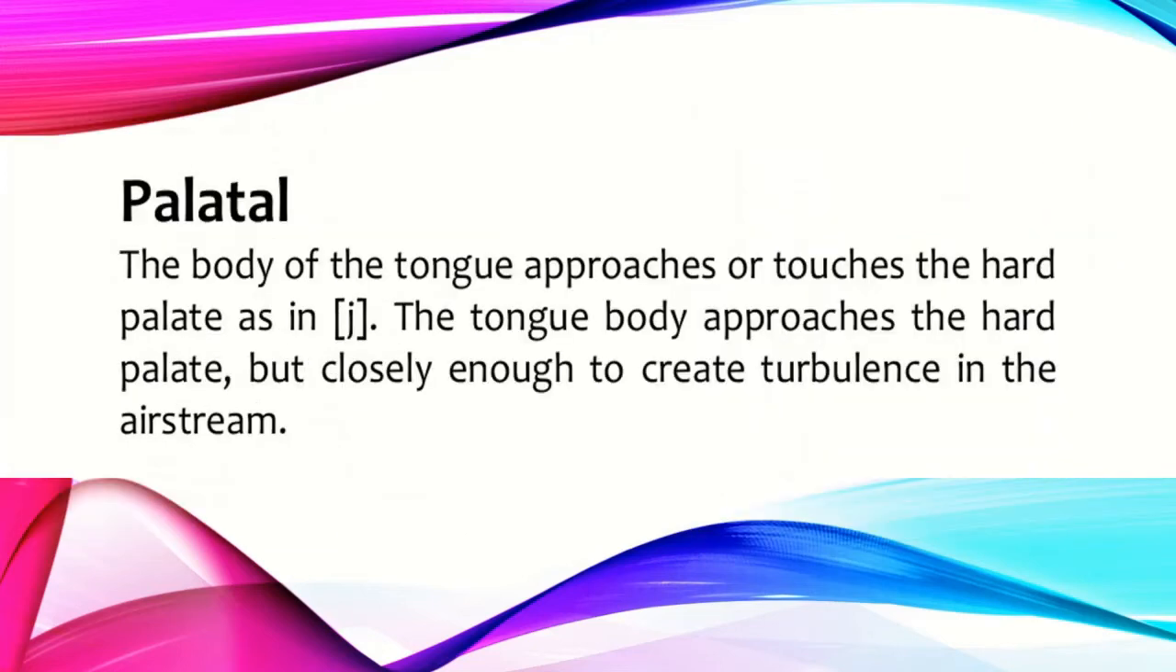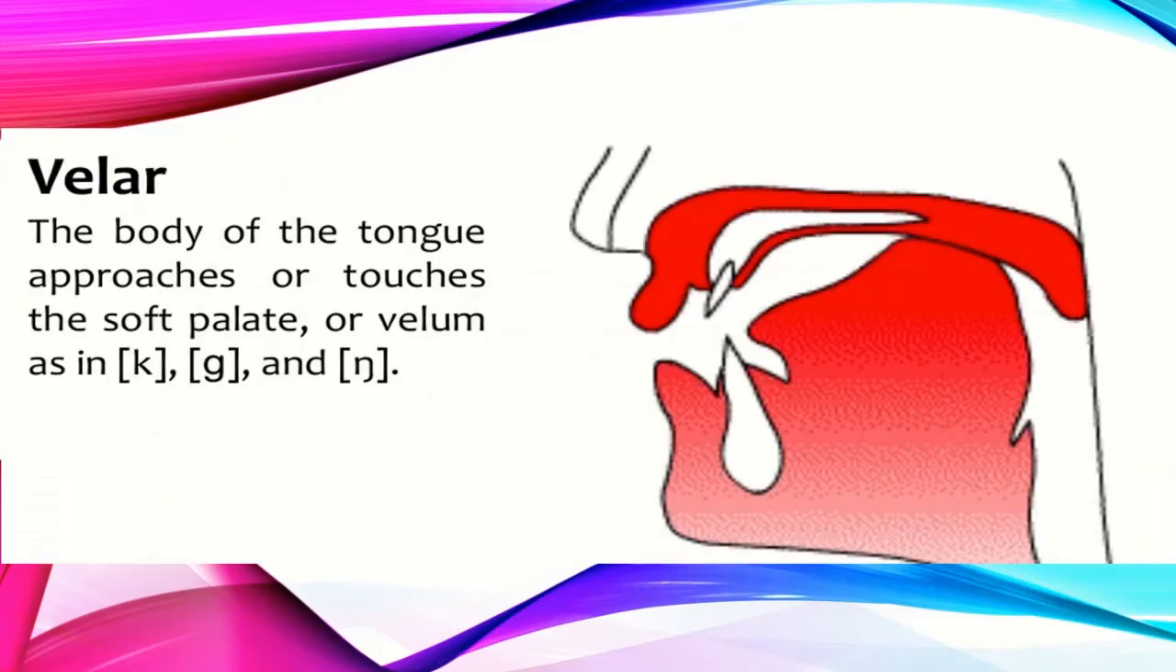Palatal. The body of the tongue approaches or touches the hard palate, close enough to create turbulence in the airstream. Next, we have velar. The body of the tongue approaches or touches the soft palate, or velum, as in k, g, and ng.